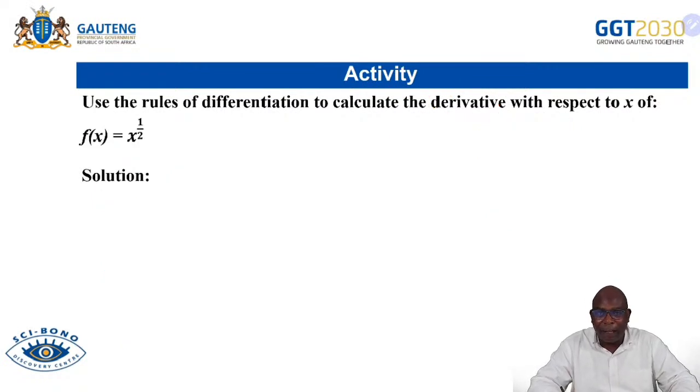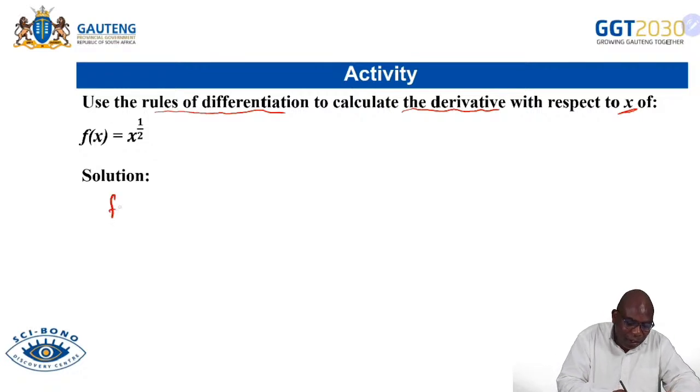Okay, so now the next question is use the rules of differentiation. In a question, they'll either say calculate f prime of x, or calculate dy over dx, or calculate d of x. If they don't write that, they'll say use the rules of differentiation to calculate the derivative with respect to x. So here I have f(x) equals x to the power of half. What do I use? I use my rules here again. So what should I do?